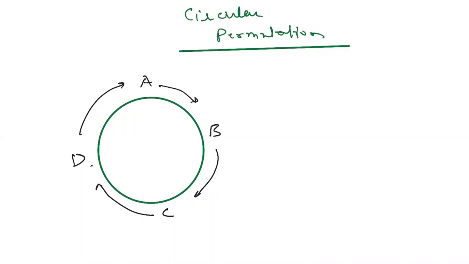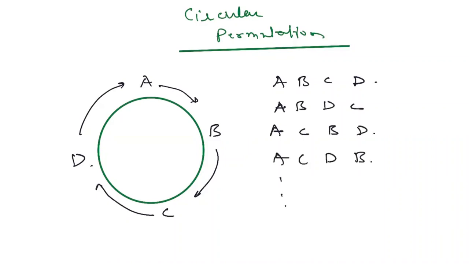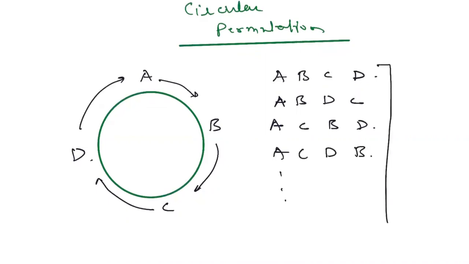In a row, if they sit, then this is A, B, C, D, then A will start with B, D, C, then A will start with C, B, D, then A will start with D, B, and so on. So we know that four people can arrange themselves in factorial 4 ways. Factorial 4 ways is the arrangement of four people.